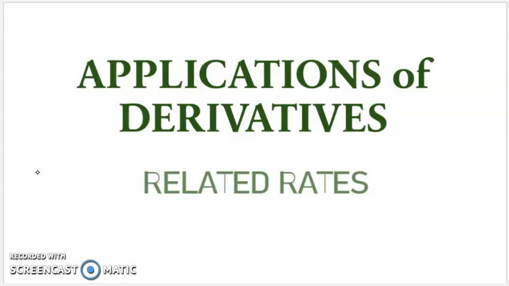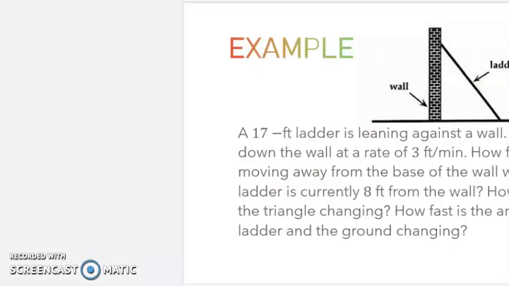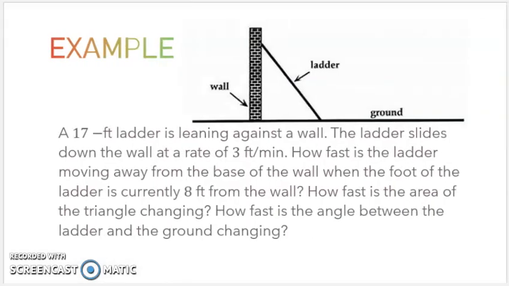This is my second video on applications of derivatives focusing on related rates. Let's have our first example. A 17-foot ladder is leaning against a wall. The ladder slides down the wall at a rate of 3 feet per minute.